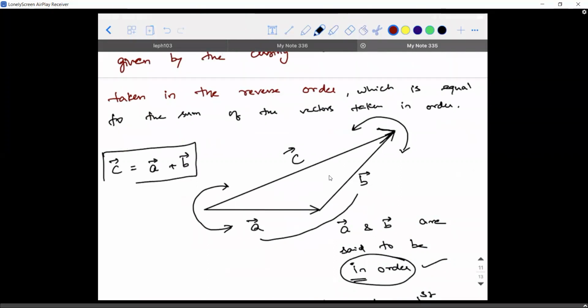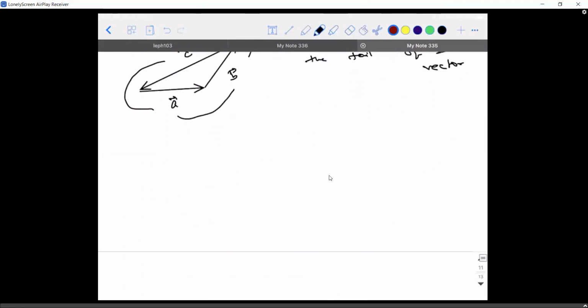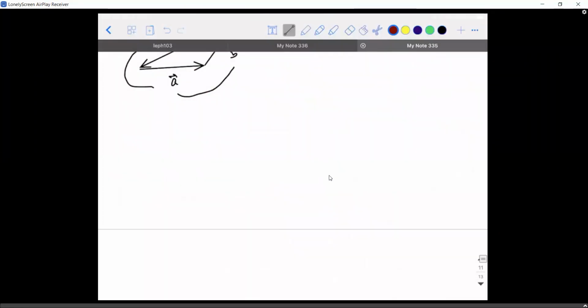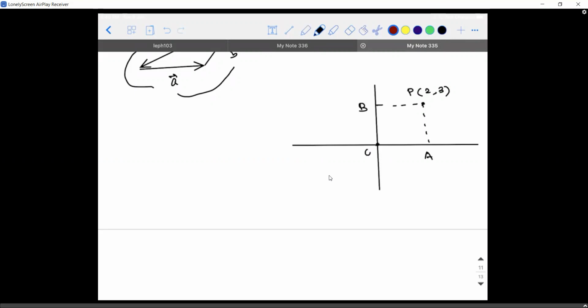So I want to do a testing and analyze whether it is really true. We will do a small testing process from the concept which we have already seen. Let's revisit the concept of the point 2, 3. I've taken the coordinate system. Its point is 2, 3. Dropping a perpendicular, this point is A. This point is B, and let me call this point P. This is O. Now observe.